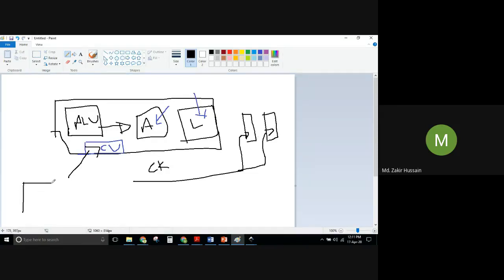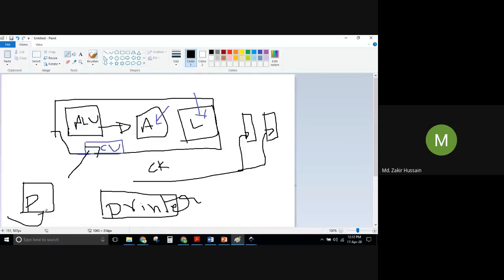Suppose you have one processor here, and the other is some I/O device, a printer. Now the clock that this processor is operating at is a different clock, and the hardware here is operating at a different clock. Let us say this clock is CK1, and this is CK2. Obviously, CK1 will be greater than CK2. The operating frequency of the processor is much higher than your printer. So two different clocks, asynchronous.